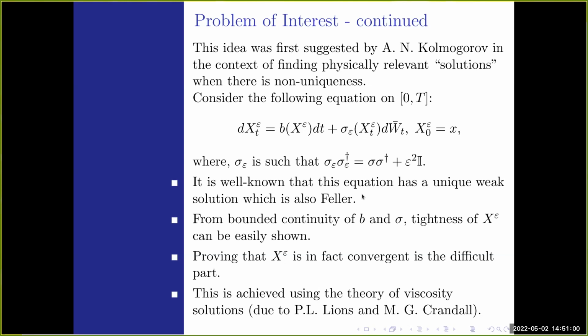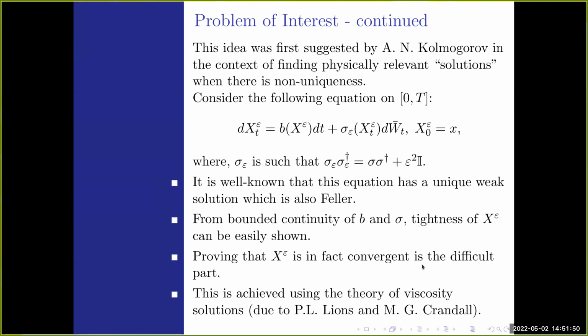Because of the duration of the talk, I will not be introducing any domains or be as precise as I should be, but it will be a little more informal. What we assume in this talk is bounded continuity of B and sigma. Once we assume bounded continuity of B and sigma, the tightness of X epsilon can be derived easily. But that is not sufficient for our case, because we want to first know that the limit points are actually Feller Markov as well. And we also want to know that there is only one limit point, which means we want to know that X epsilon actually converges, or else we are not really giving a selection procedure. That is the most difficult part.